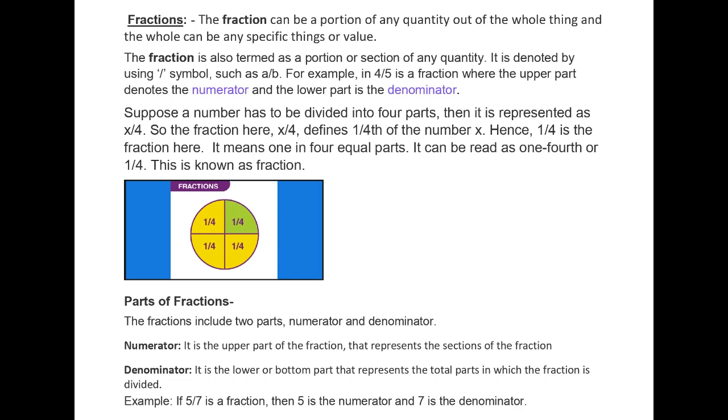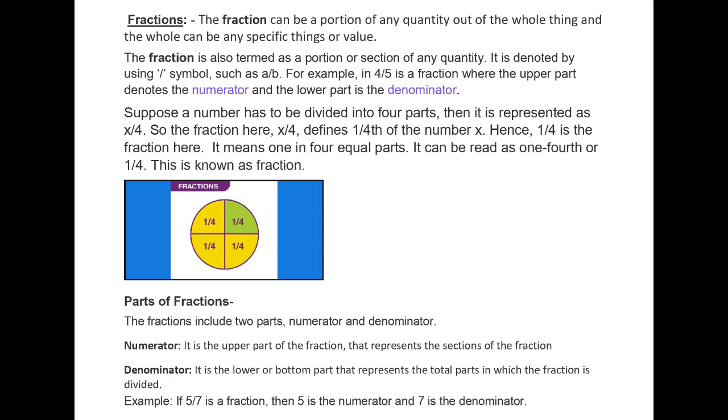Fractions. A fraction can be a portion of any quantity out of the whole thing, and the whole can be any specific thing or value. The fraction is also termed as a portion or section of any quantity. It is denoted using a symbol such as a/b, for example.